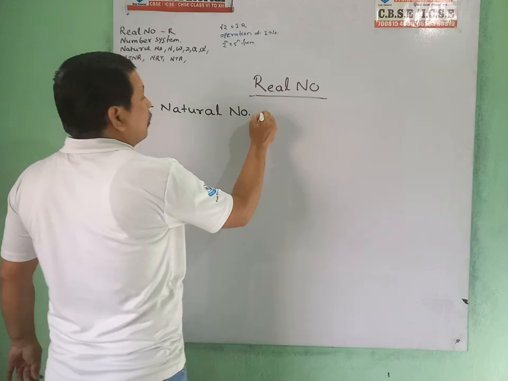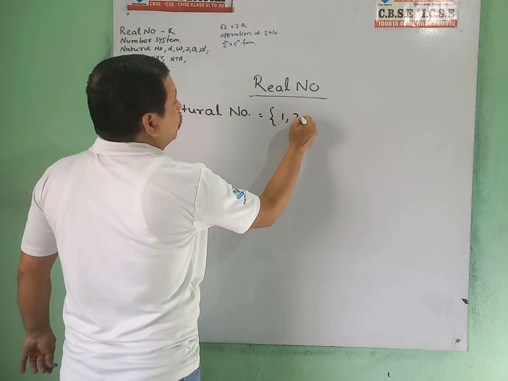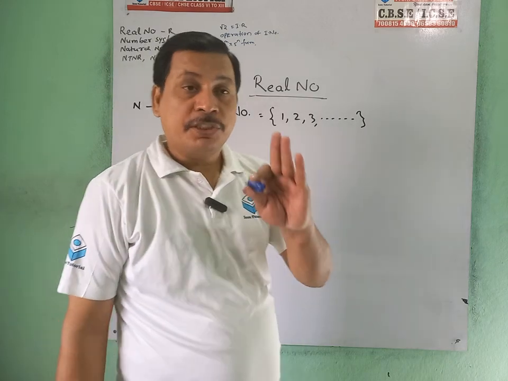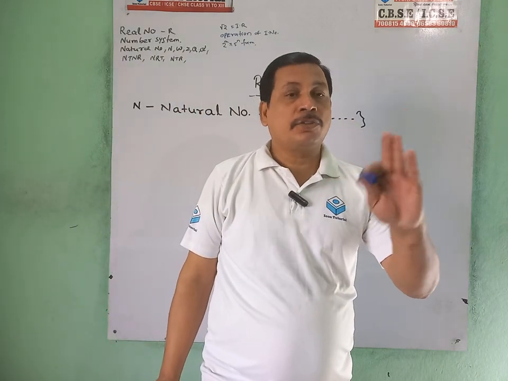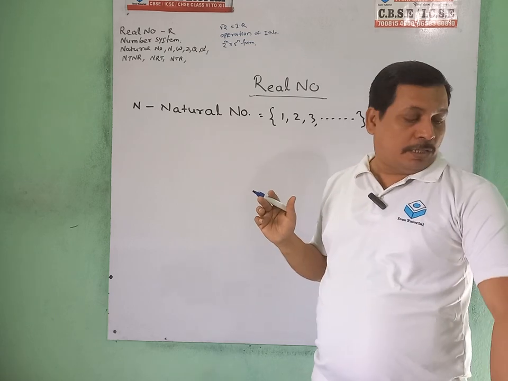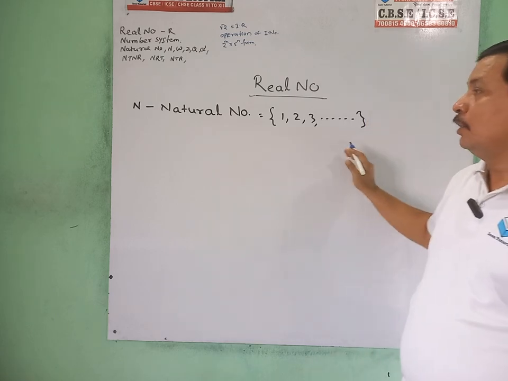So N stands for natural numbers, that is starting from 1, 2, 3 onwards. All counting numbers starting from 1 are called natural numbers. Is it clear? All counting numbers starting from 1, that is called what? Natural numbers.